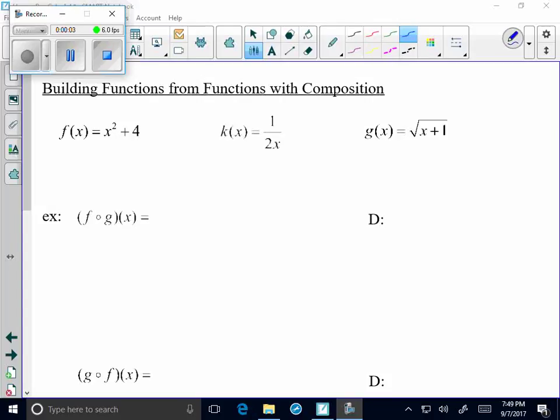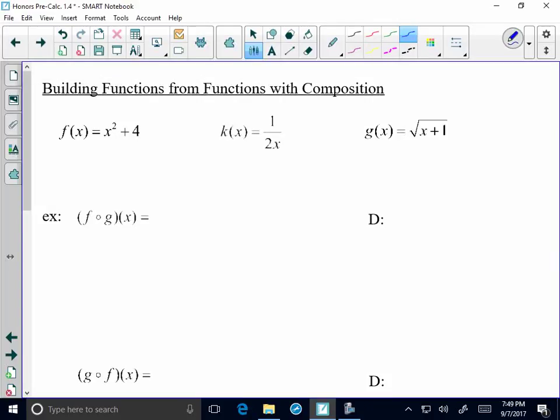Alright guys, so in this video we are going to be building functions from functions with composition. And what that means is we're going to be taking one function as the input of another function. So basically what we want to do right here is break down what the functions are actually doing to their inputs, and then we can think about what that means to put a function inside another function.